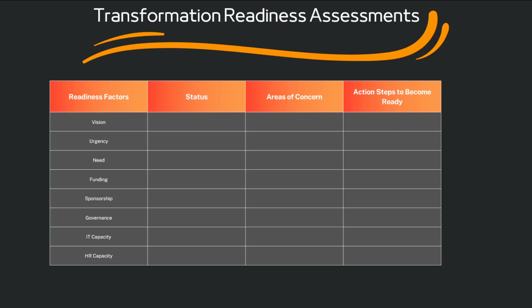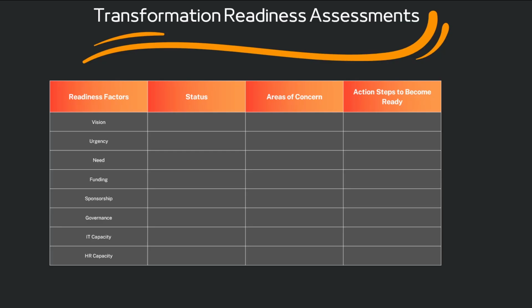There are different readiness factors listed on screen. Some examples might be vision, urgency, funding, the current amount of funding, do we have the right sponsorship, the governance model, do we have IT capacity, or do we have HR capacity to be able to handle the work. When we use a chart like this, not only can we discuss the status of a readiness factor and the areas of concern, but we can also brainstorm some actions so that we can become ready. This prevents this type of workshop from becoming a compliance session and makes it a more productive session.